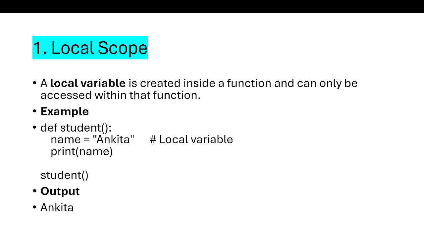First one is local scope. A local scope variable is created inside a function and can only be accessed within that function. So this is the important line.